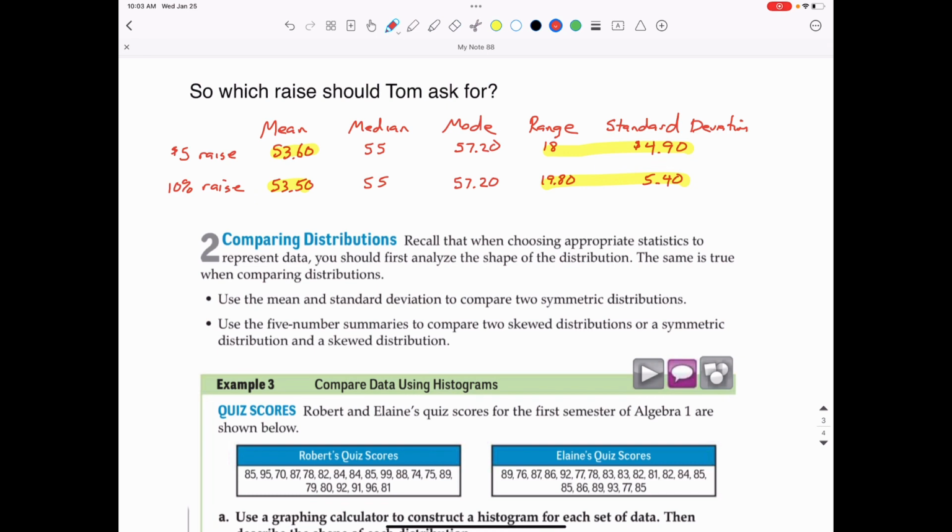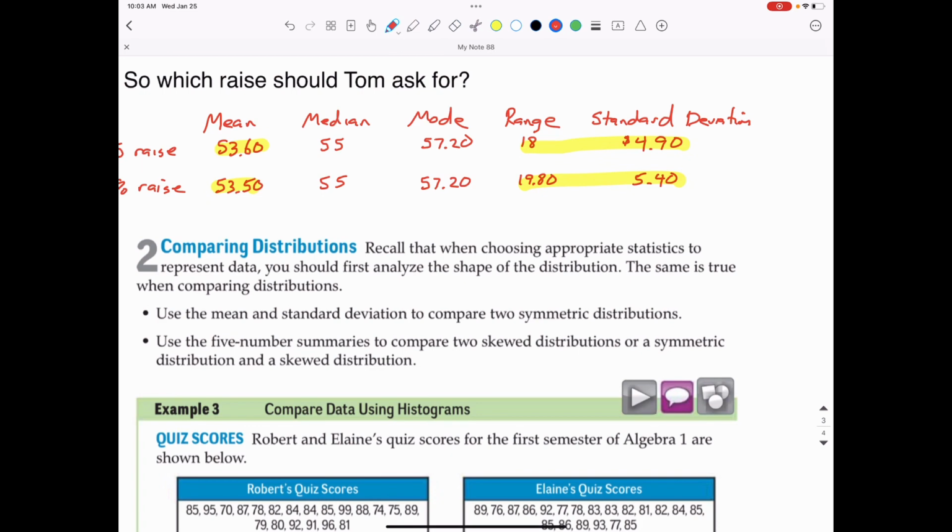So if this were me, I would say Tom needs to ask for the $5 raise because he is getting a little bit more on the mean, and with the low range and standard deviation, it is much more consistent, and he'll know what he's being paid from day to day. So I would ask for the $5 raise.